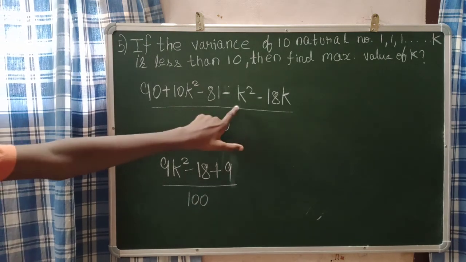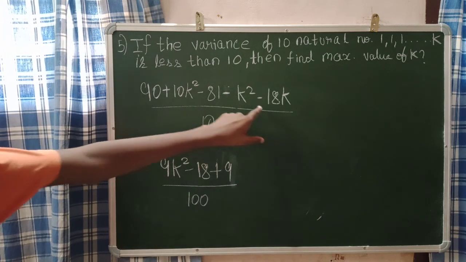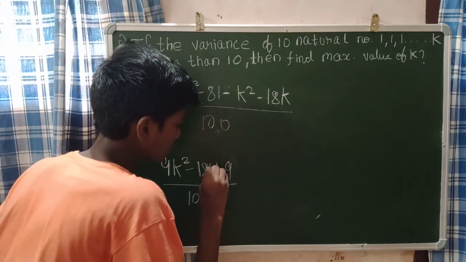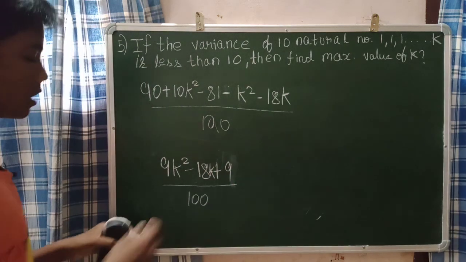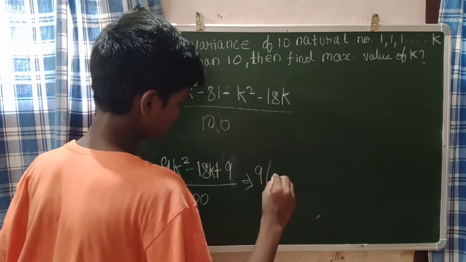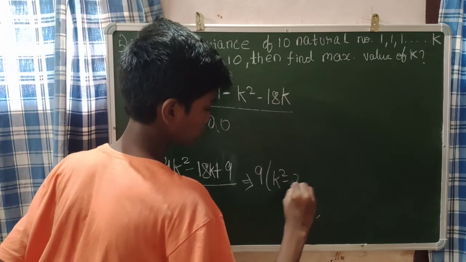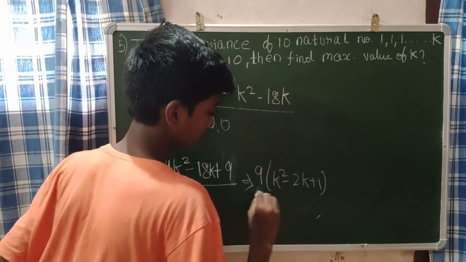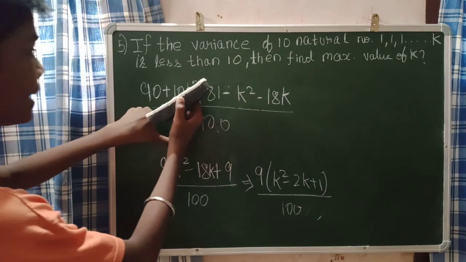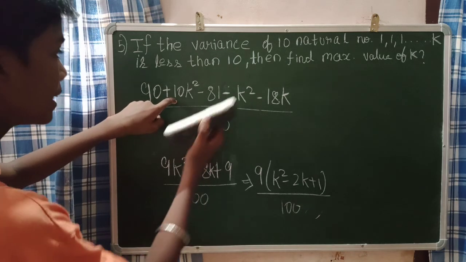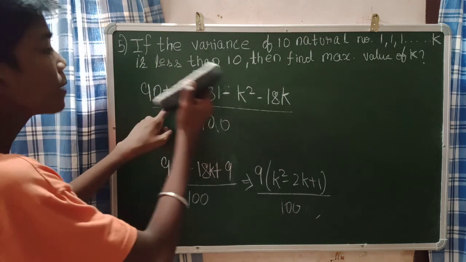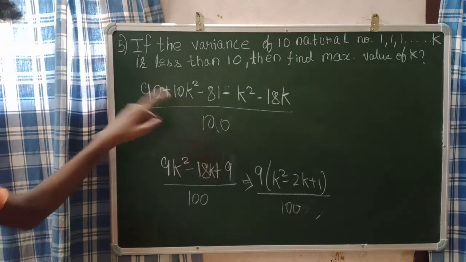Actually, 10k square minus k square will be 9k square. Then we have only the k value, so minus 18k plus 9 divided by 100. Now you can write this expression as 9 into k square minus 2k plus 1 divided by 100. Okay guys, I hope you understand what I am doing. 10k square minus k square is 9k square. Then we only have minus 18k, and 90 minus 81. What is 90 minus 81? 9. That's what I wrote.